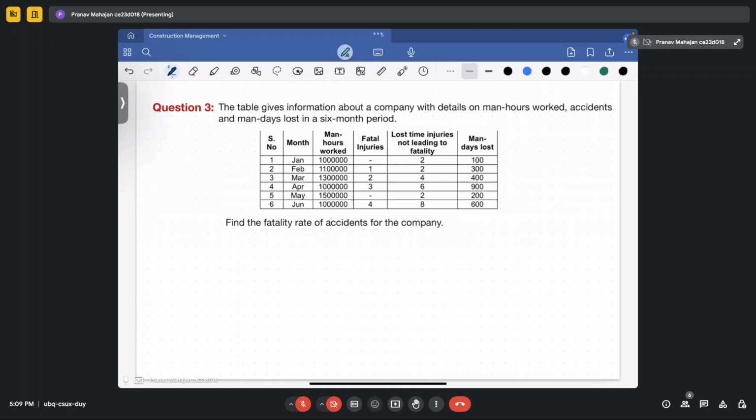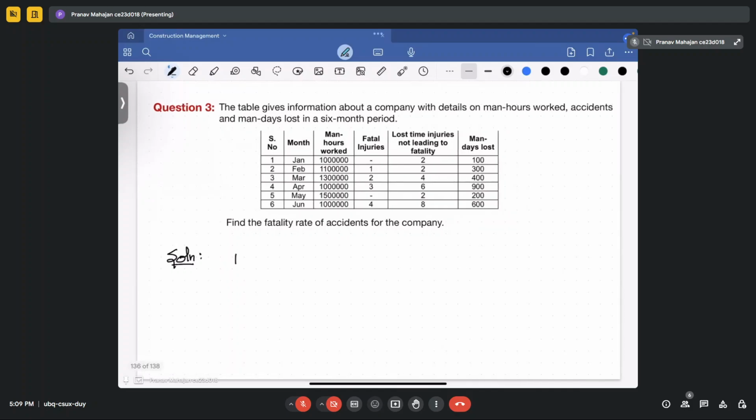Okay, so let's solve the problem related to fatality rate. The table gives you the information about a company with details on the man hours worked, accidents, man days lost in a 6 month period, that is from January to June. Now you have to find the fatality rate of the accident of the company.